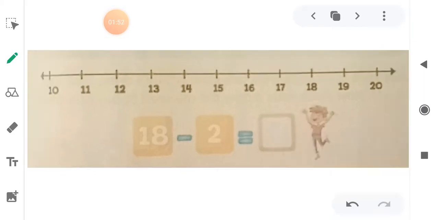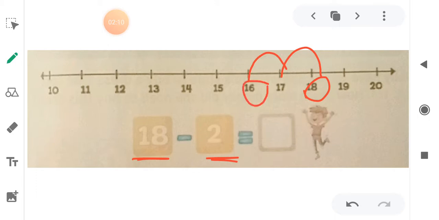Let's see together here. 18 minus 2. Which number is the greater number? 18. So circle 18. I will go back how many steps? 2. So this is 1, 2, stop. So the answer will be 16. How many steps? Only 2. I will go back 2 steps.